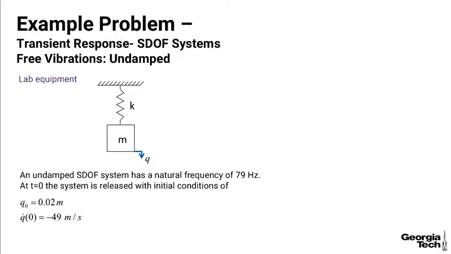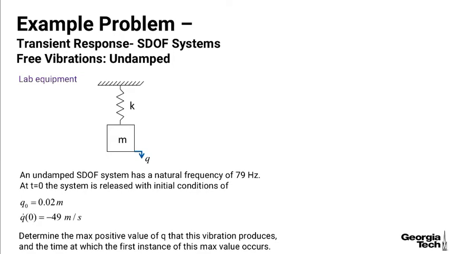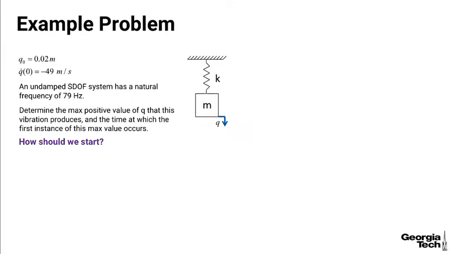At time t equals 0, we're going to give it initial conditions of an initial displacement of 0.02 meters, an initial velocity of minus 49 meters per second. And we're to determine the max positive value of Q, the displacement that this vibration produces, and the time at which that first instance of the max value occurs. And so how do we start? What you should have said to yourself is, oh, let's look at the phase angle solution again.